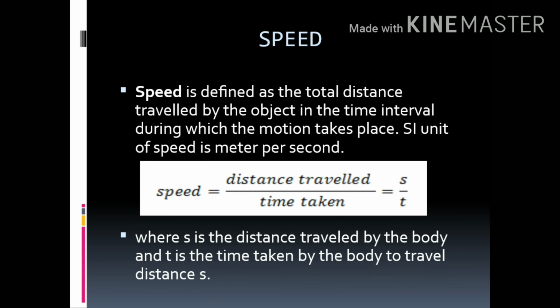Let us define speed. Speed is defined as the total distance traveled by the object in the time interval during which the motion takes place. In our lower classes, we have defined speed as distance covered divided by total time taken. Same here, speed is the total distance traveled by an object divided by the time taken to cover that distance. Here the SI unit of speed is meter per second and the formula is speed equal to distance traveled by time taken. S is taken as distance and T is taken as time taken.